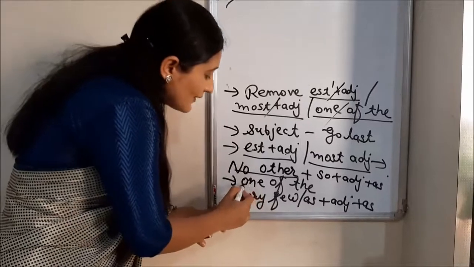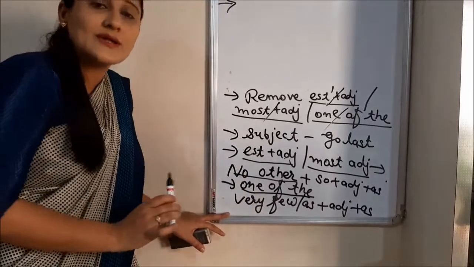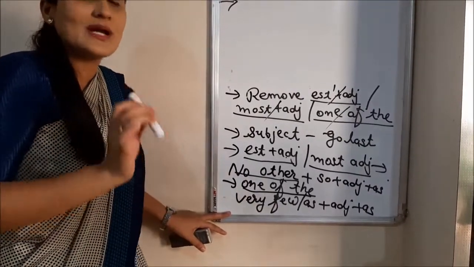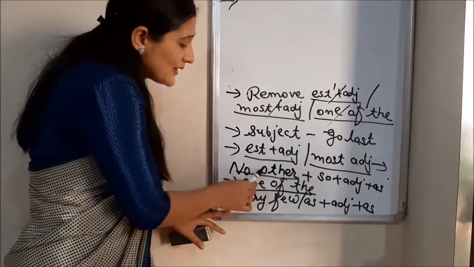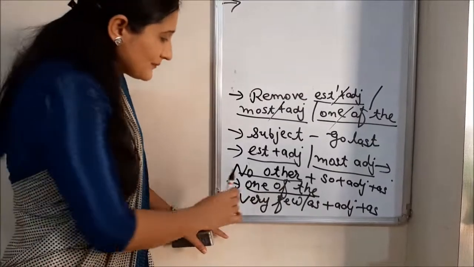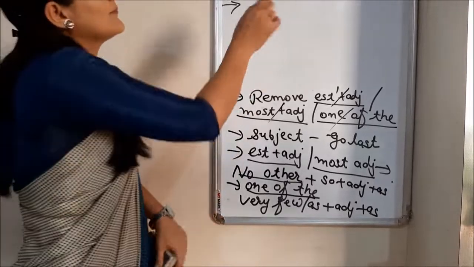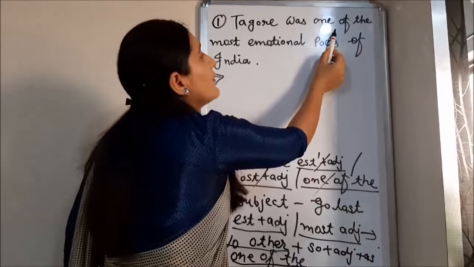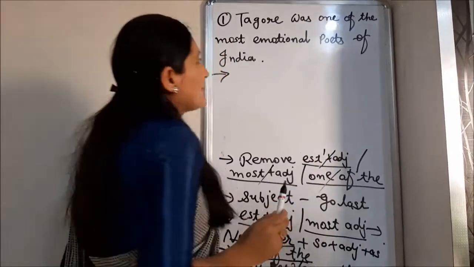This thing you need to cram anyhow, right? Then if one of the is given in the sentence, then don't go for no other. You need to use very few adjective s. Let's have two examples, in which you can use no other and in which you can use very few. Let's see. EST given then no other, one of the given then very few. See. Let's see the example. Tagore was one of the most emotional poets of India.